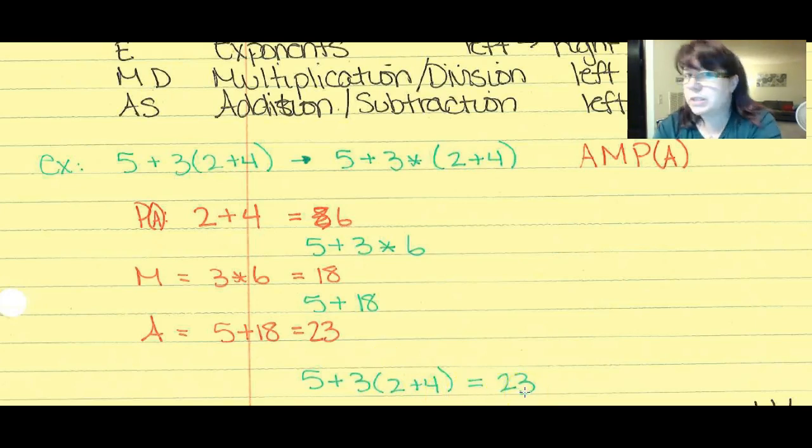Now the problem is, if we didn't follow those directions and I just made up my own rules, I would not have gotten the same answer. Here's what I mean. Okay? 5 plus 3 is 8. 8 times 2 is 16. 16 plus 4 is 20. No, I wouldn't have gotten the same thing as you. So, we need to follow the rules to make sure that we all land up in the same place.